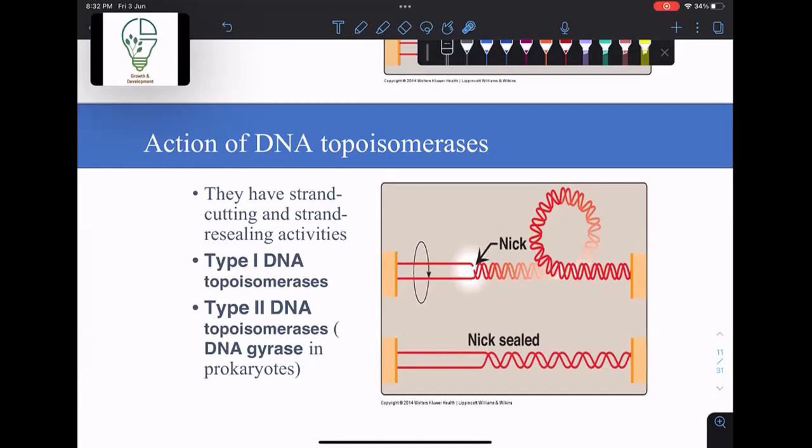So for that, we have two special enzymes, okay? We have type 1 DNA topoisomerase, and we have another enzyme called type 2 DNA topoisomerase, but this one is present in unicellular organisms. So these are present in bacteria, okay?